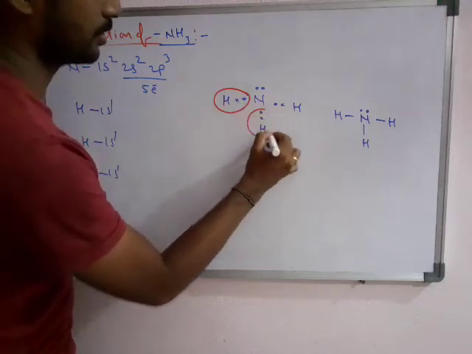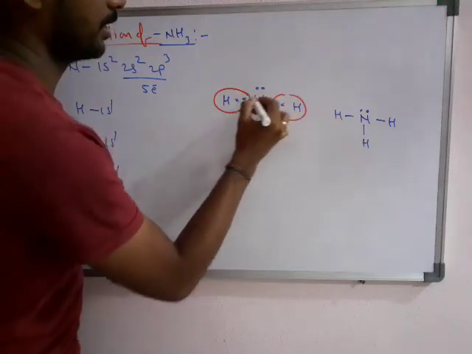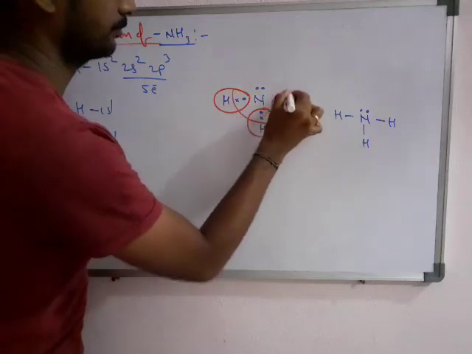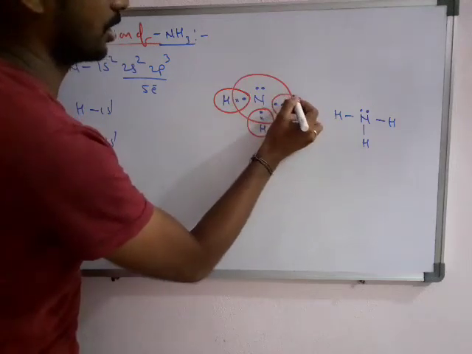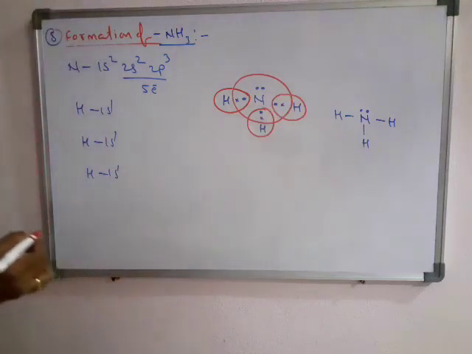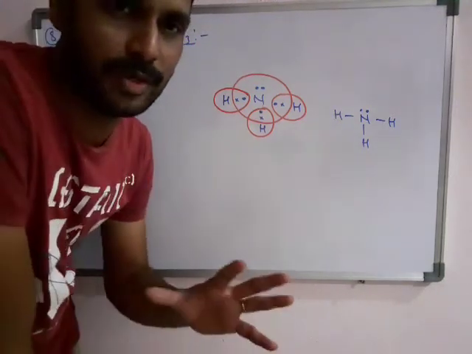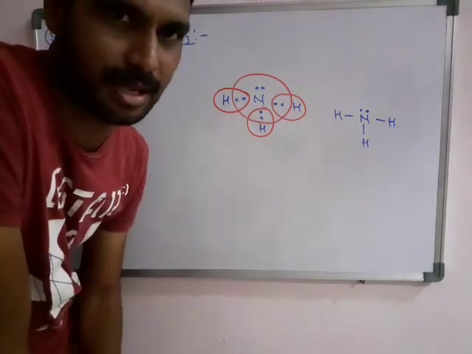Helium configuration. This is neon configuration. All are satisfied with the nearest noble gas configuration. Okay. So this is the formation of covalent bonds with some different examples.